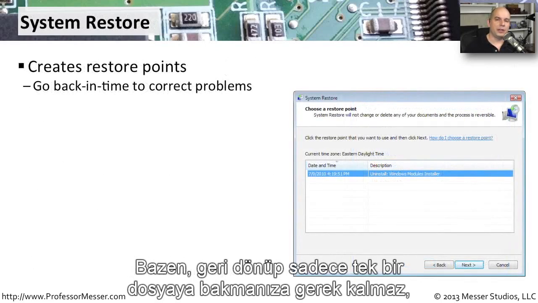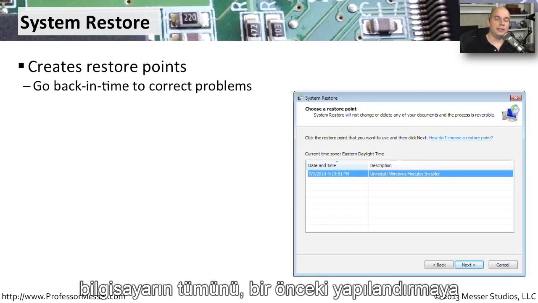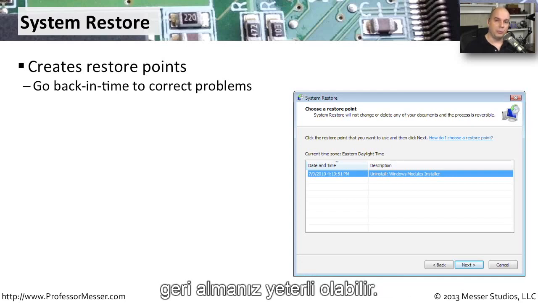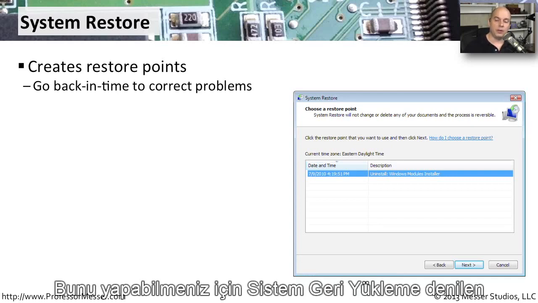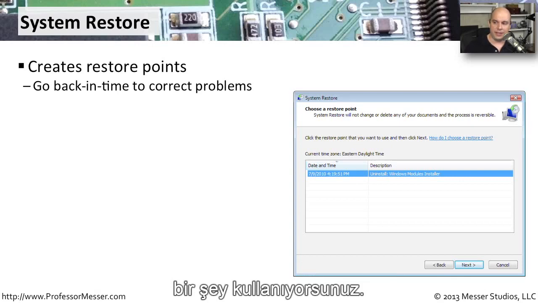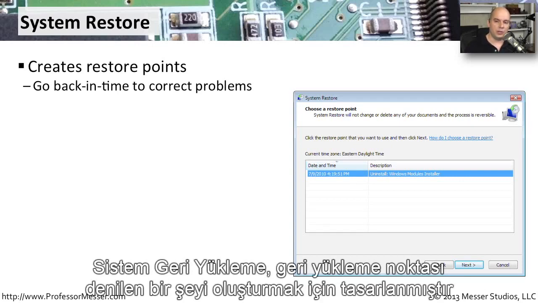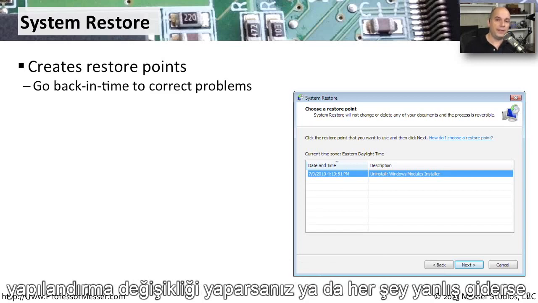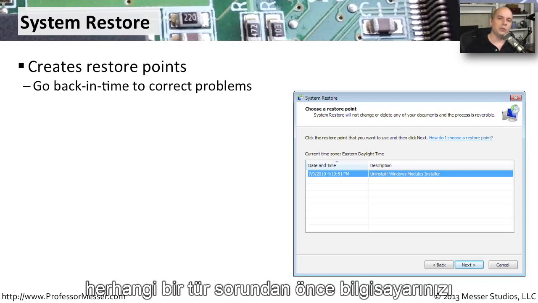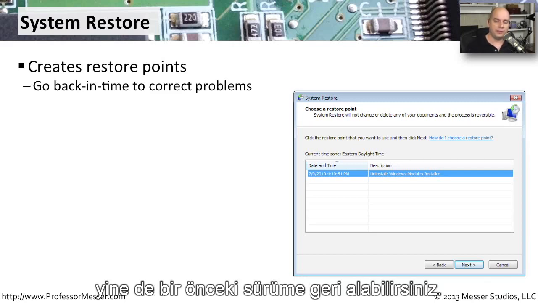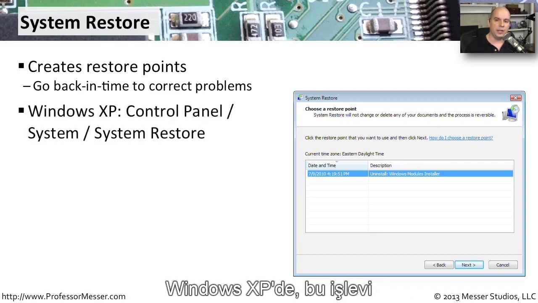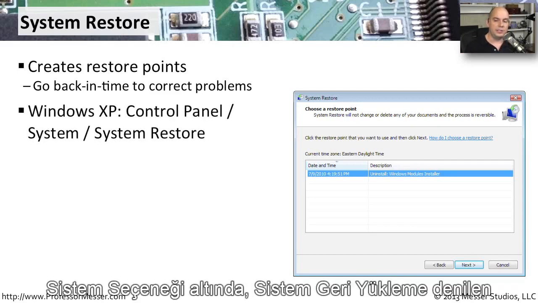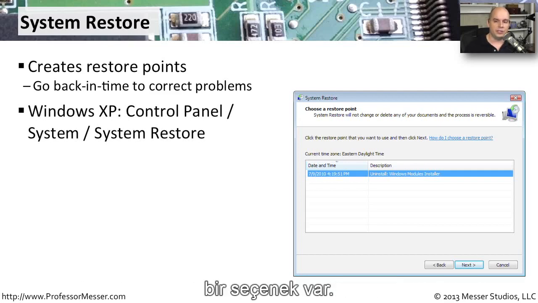Sometimes you don't need to go back and look at a single file. You need to take your entire computer and take it back to a previous configuration. You use something called System Restore to be able to do this. System Restore is designed to create what's called a restore point so that if you install a new program or you make a configuration change to your computer and everything goes wrong, you can still reboot your computer back to a previous version before there were any types of problems. In Windows XP, you can find this functionality in your control panel. Under the System option, there's an option there called System Restore.